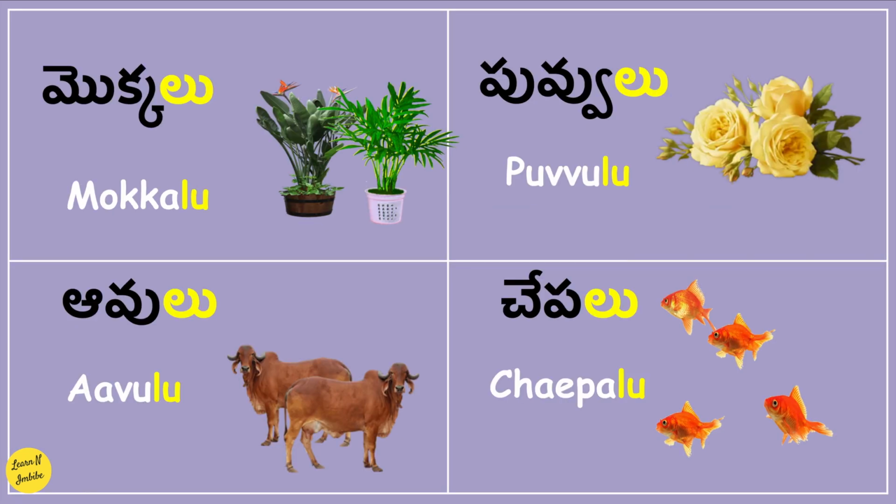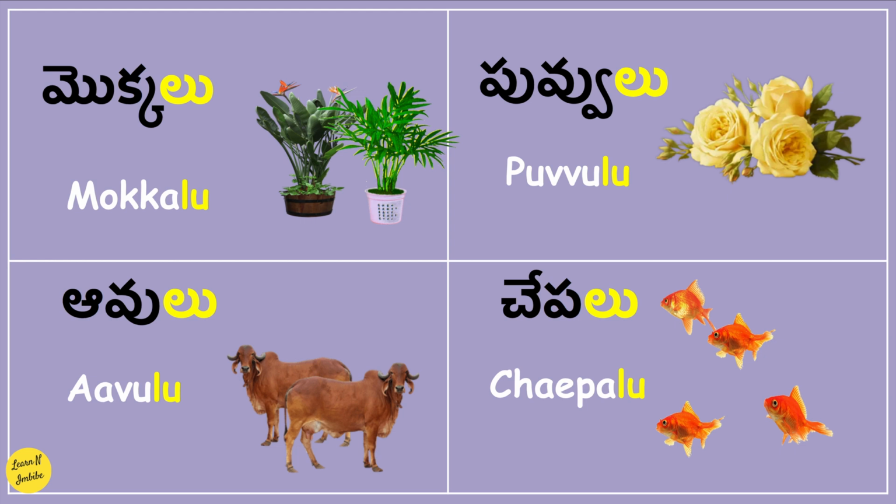So initially I've shown you the singular word examples, that is mokka, puvvu, avu, chepa. Now we will add the lu term to the suffix of the singular words, thus converting a singular word to a plural word. Mokkalu, which are plants. Puvvulu, which are flowers. Avulu, which are cows. Chepalu, which are fishes. So just by adding the suffix lu to the singular word, you have converted a singular word to a plural word.